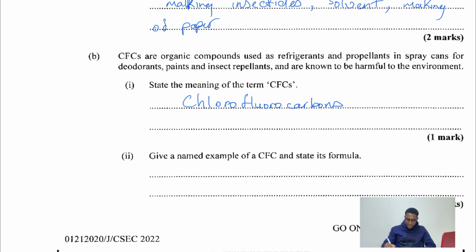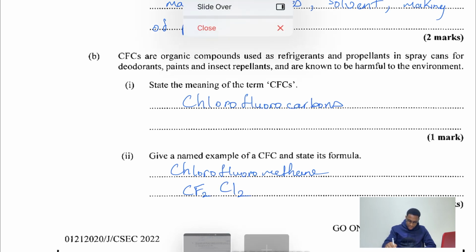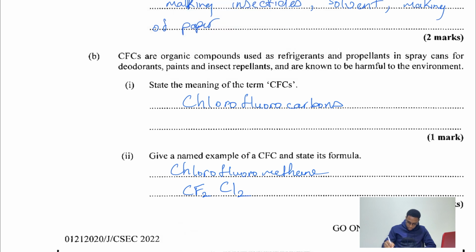So that's 2 marks there. Give the worded name: chlorofluoromethane. That's where the carbon part comes in. And the chemical formula for it would be CF2Cl2.